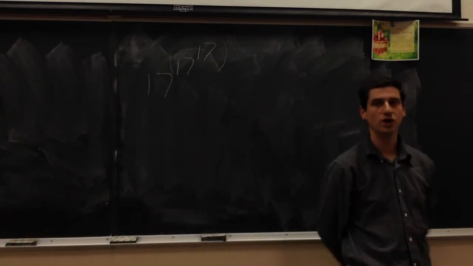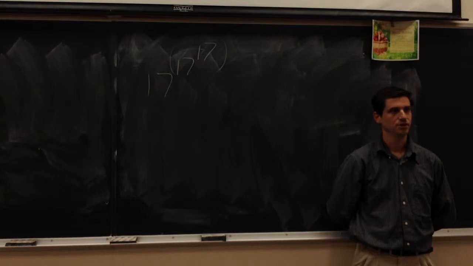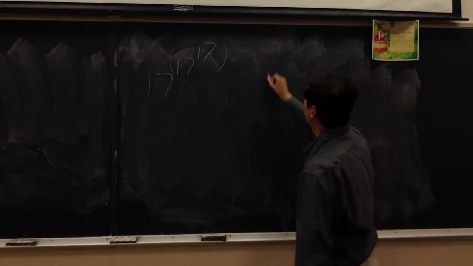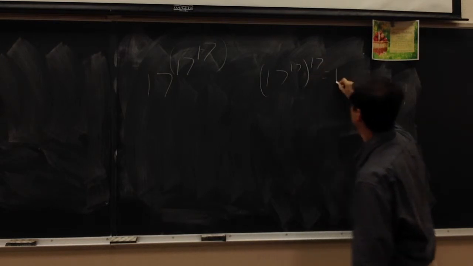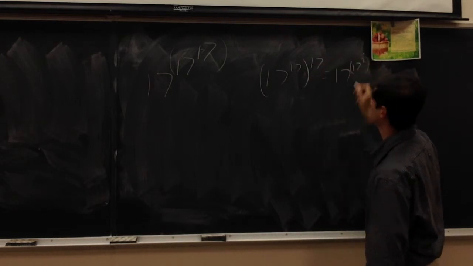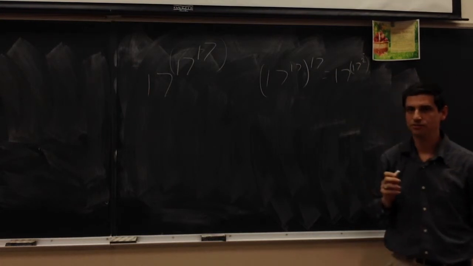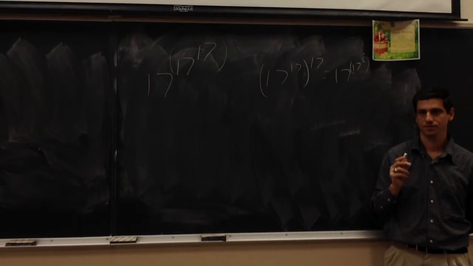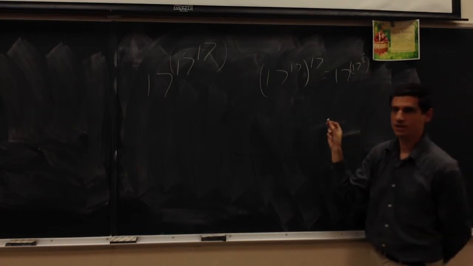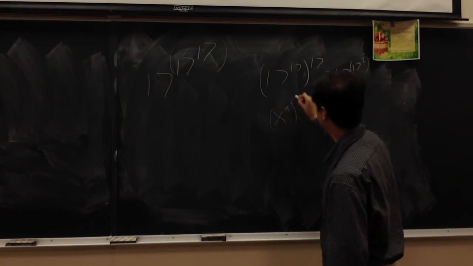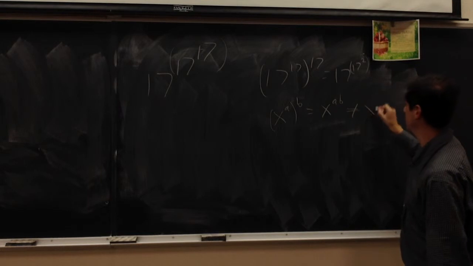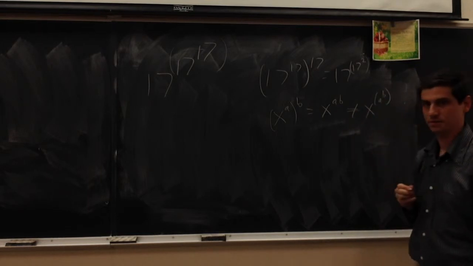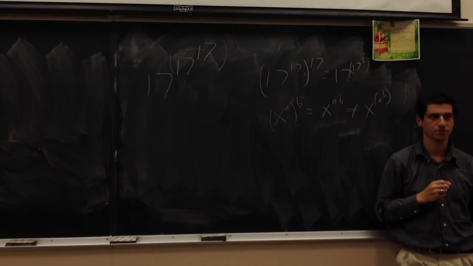So they want us to find the ones digit of this. Okay, yes? Wait, why would that matter, where we put the parentheses, since it's all multiplication? Well, 17 to the 17 to the 17 is 17 to the 17 squared. It makes a difference. If I put the parentheses like this, it's very different. This is x to the a to the b is x to the a times b. That's not necessarily the same as x to the a to the b. So we've got to be careful how we parse things.